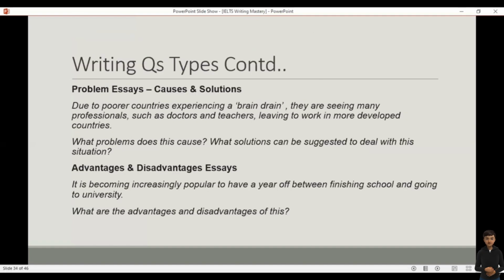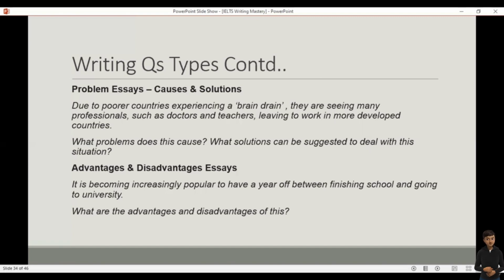Number 3, we have problem solution essay, or this is what we call causes and solution. Due to poorer countries experiencing a brain drain, they are seeing many professionals, such as doctors and teachers, leaving to work in more developed countries. What problems does this pose? What solutions can be suggested to deal with this situation? Okay, so this is something we have to talk about, the problems and the probable solutions.